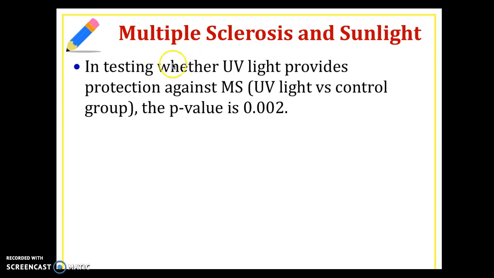All right, so let's take these one at a time, testing whether UV light provides protection. So we're doing UV light versus control group. The null hypothesis is that the proportion of the UV group minus the proportion of the control group, where these p's are the proportion of mice that eventually get MS, is 0. So we assume no difference in the two groups. And the alternative hypothesis is that the proportion of the UV group is less than the proportion of the control group. Again, we're looking at the proportion of the UV group that eventually gets MS.